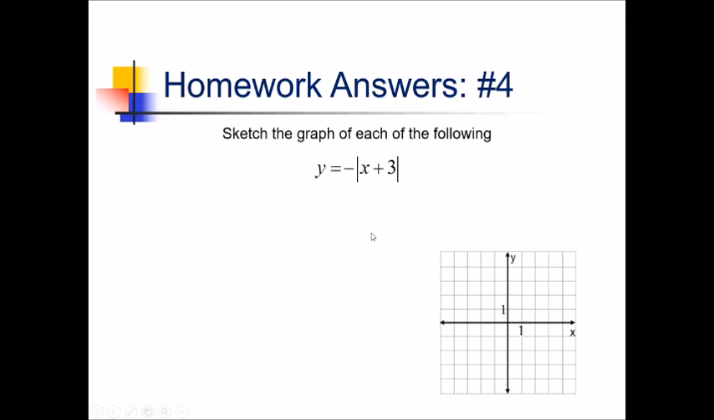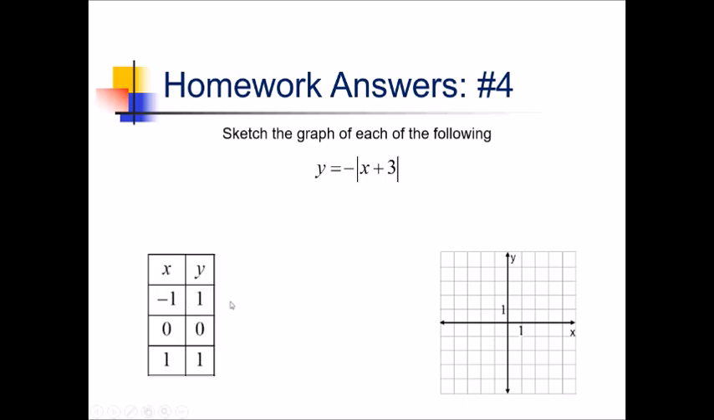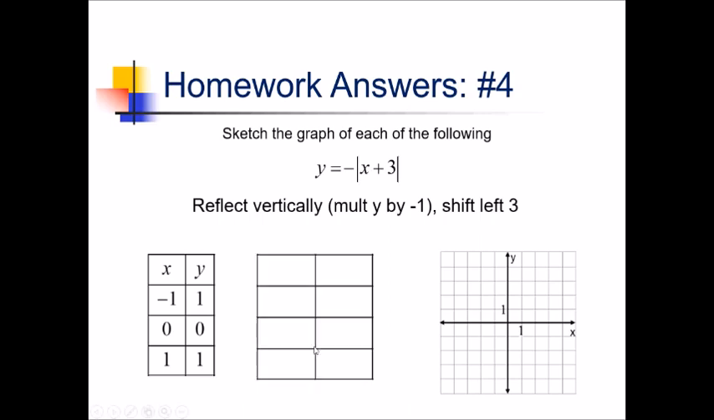To graph this absolute value function, I'm going to start with my absolute value parent table with the points -1, 1, 0, 0, and 1, 1 right there. For my transformations, the negative outside means I'm reflecting vertically. The +3 inside means I'm shifting left 3, opposite from what we expect. All right, so let's incorporate those in a new table.